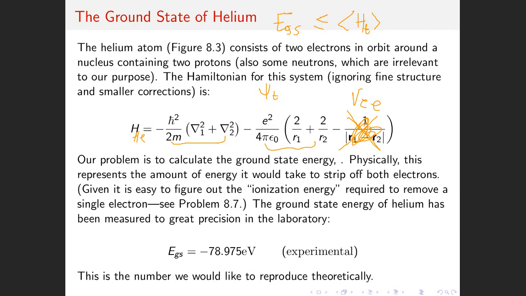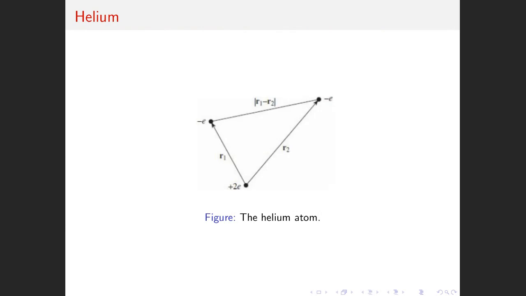So let me use the white slide because it's going to be a very long, messy computation. Hopefully I do not get the vectors wrong. White blackboard, right? Okay. So the goal is to try and get this minus 79 electron volt number for helium.